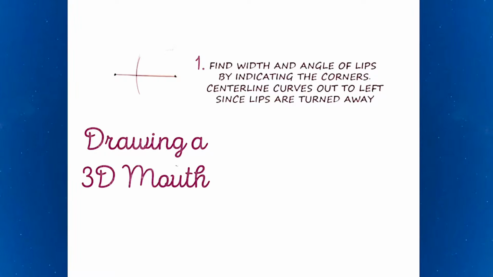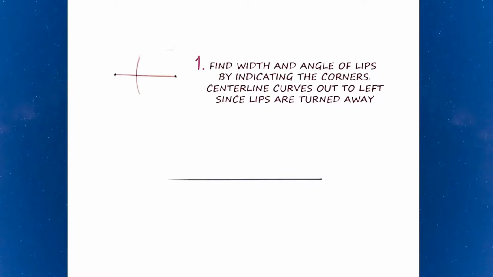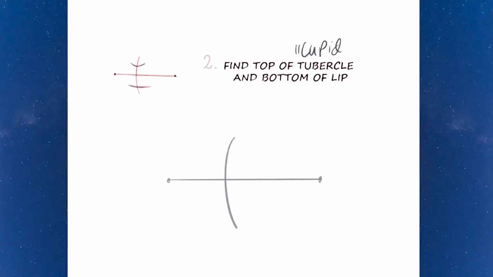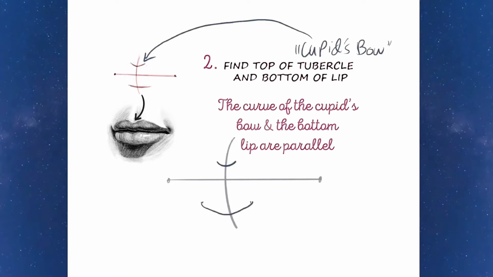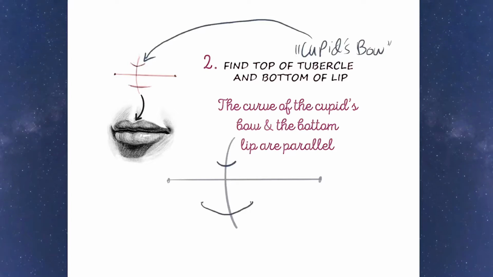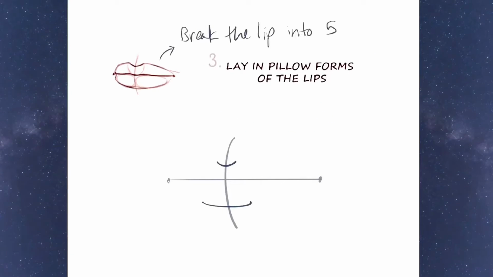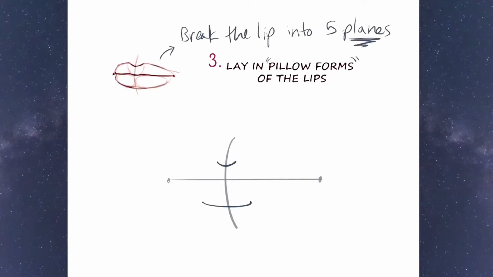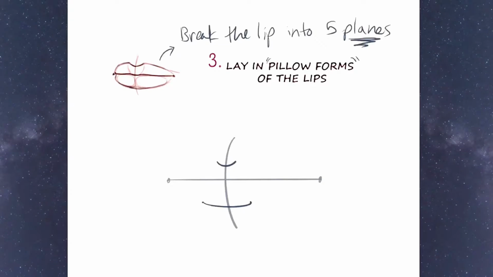We're going to be drawing the mouth by envisioning the planes that make up the mouth. You're going to start by drawing the line that indicates the space between the top and bottom lips and the center of the lips. When you draw the Cupid's bow and the bottom of the lip, they'll be parallel to each other, which will help you to begin to lay in the pillow forms or planes that form the lips.